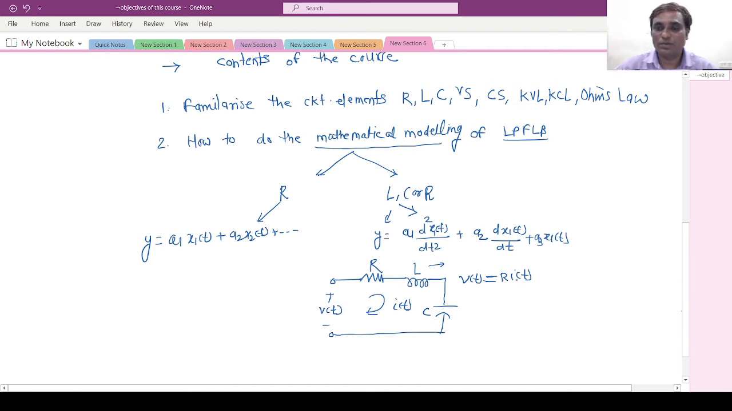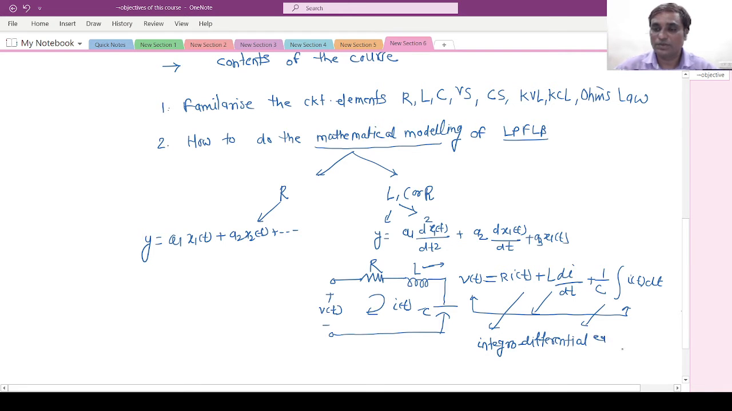So V of t will be equal to R I of t plus L di by dt plus 1 over C integral of I of t dt. So just look at this case. If the network consists of L and C, that is called energy storage elements, then what kind of form will I get? The equations will be in the form of differential and integral form. Okay, so this combined equation I can name as an integro-differential equation.